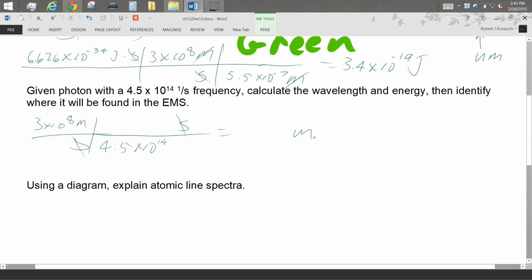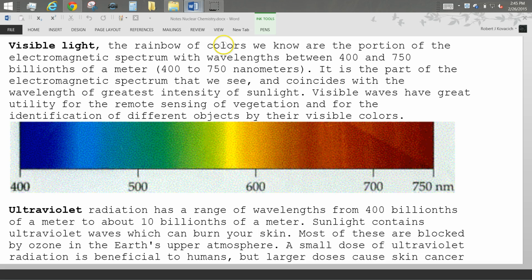So 3 e 8 divided by 4.5 e 14. I got 6.7 times 10 to the negative 7th. So that would actually also be equal to 670 nanometers. So where this is on the spectrum, I don't know, orange, red.